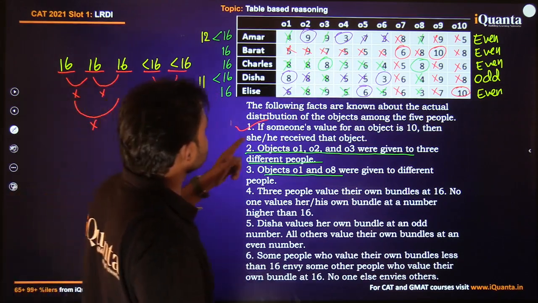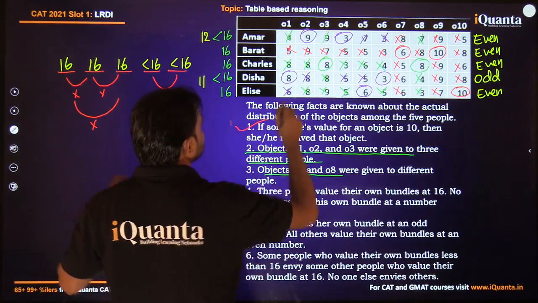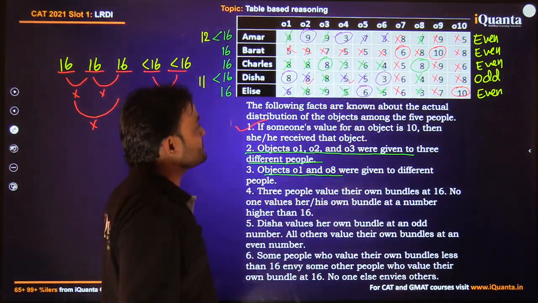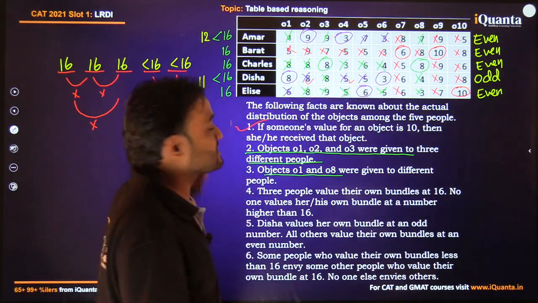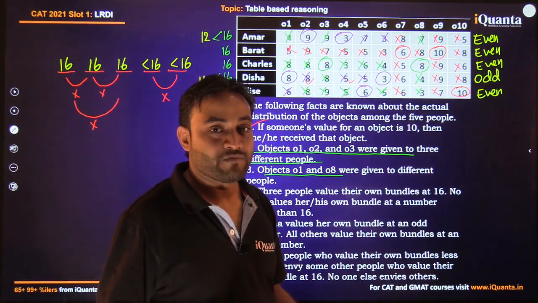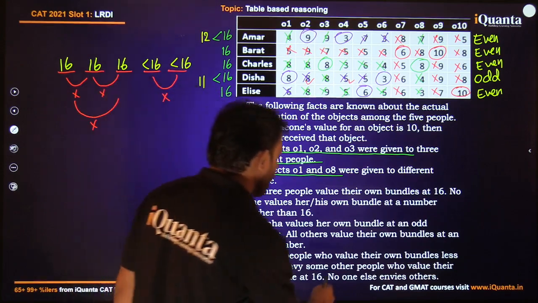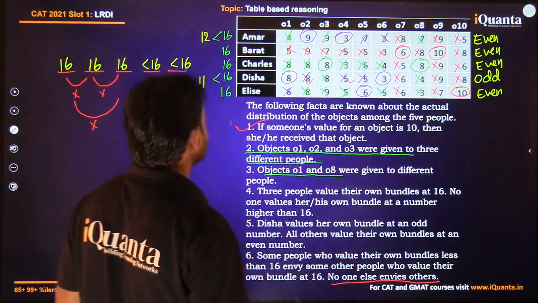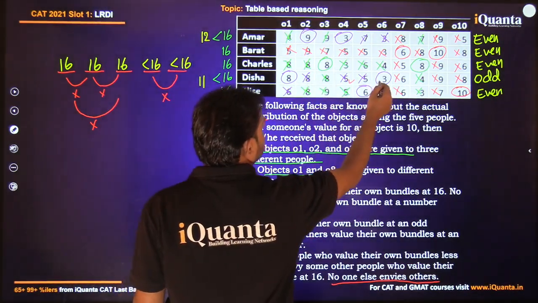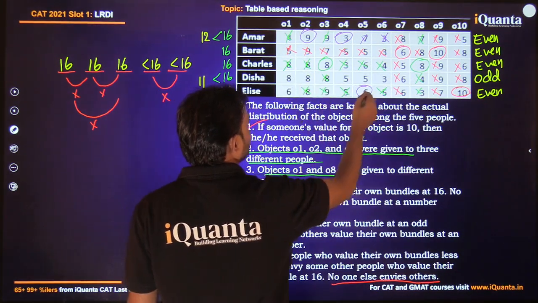Now if we check, Disha values Amar's bundle at 8 plus 5, 13, which is more than her own bundle, which is 11. It means that Disha envies Amar, but that is not true. We know that these two do not envy each other. It's given that no one else envies others. So we can comfortably discard this case also, this third portion. So we know that for the first object, only one case is true.